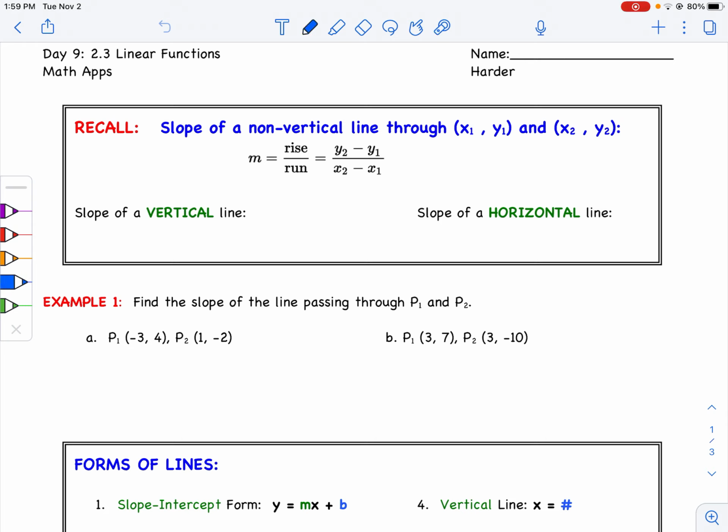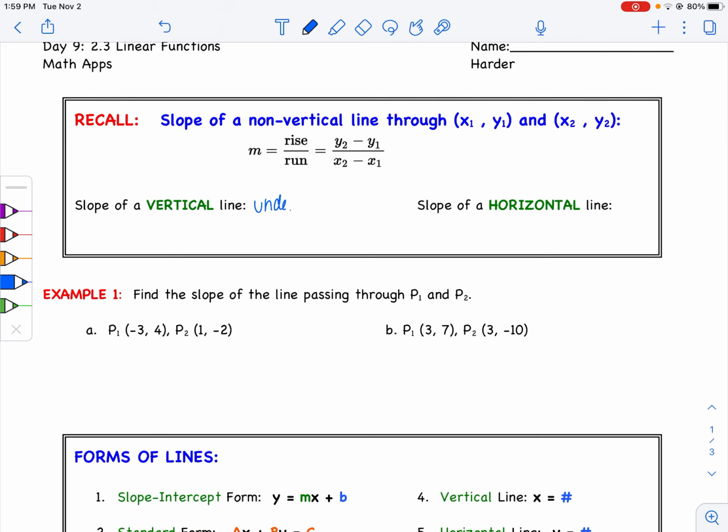A few very common slopes that we should know are a vertical line. For a vertical line, the slope is undefined. Now, how I remember that is vertical is up and down, and I think of a little person walking or on a bike or something, and they're falling down. They're undefined of their future. Kind of cheesy, but hey, it might help you remember.